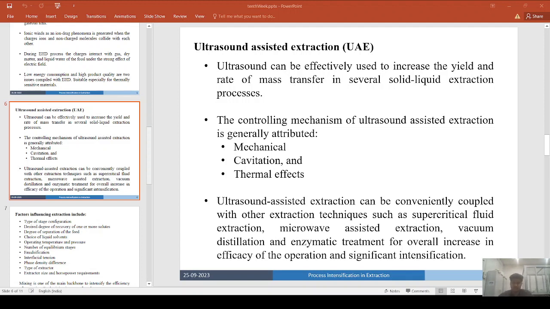So basically, there are possible combinations and other approaches for the intensification of extraction operations. It is not that you can only combine with the electrohydrodynamic or the ultrasound assisted extraction. You can also combine the extraction with other possible approaches. So let us discuss that.